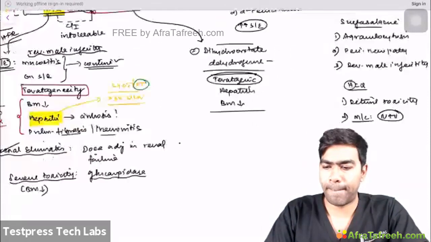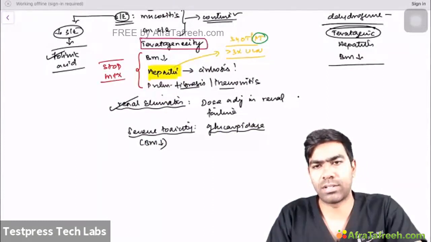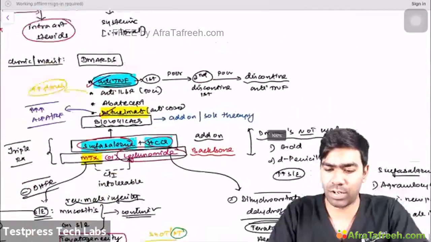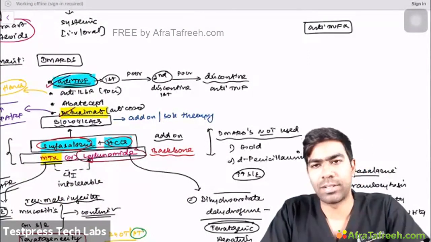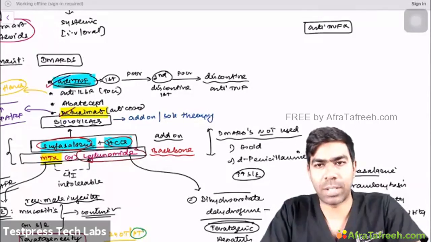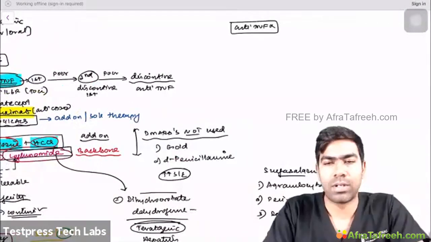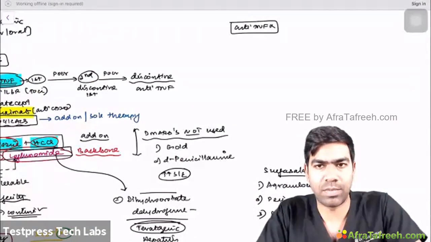Then what else? I think we have completed the treatment of these agents. So I think this must be enough. And what are the side effects of anti-TNF drugs? We have not talked about that. They are very commonly used drugs. This is a very different entity, and anti-TNF drugs themselves are very dangerous. To start with anti-TNF drugs, you definitely need to do a Mantoux test or an IGRA test before starting them.